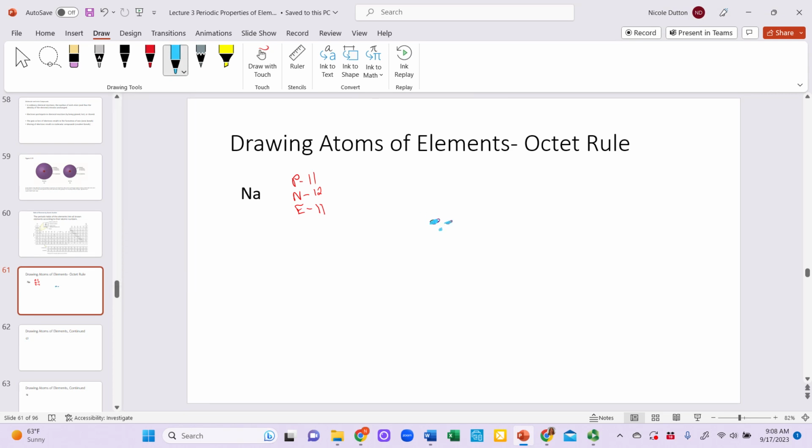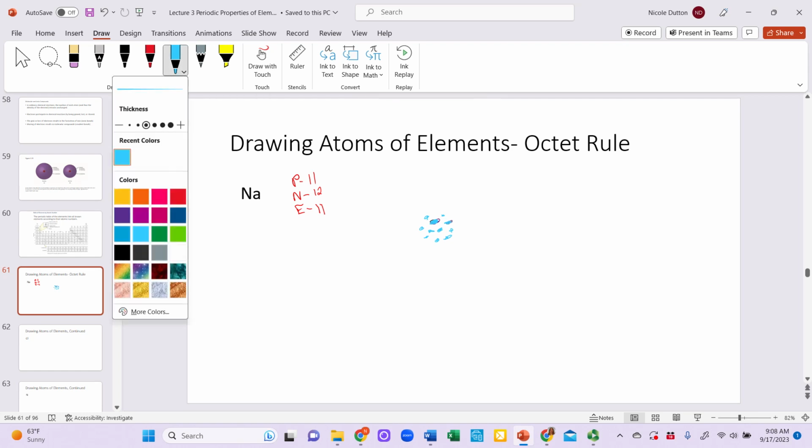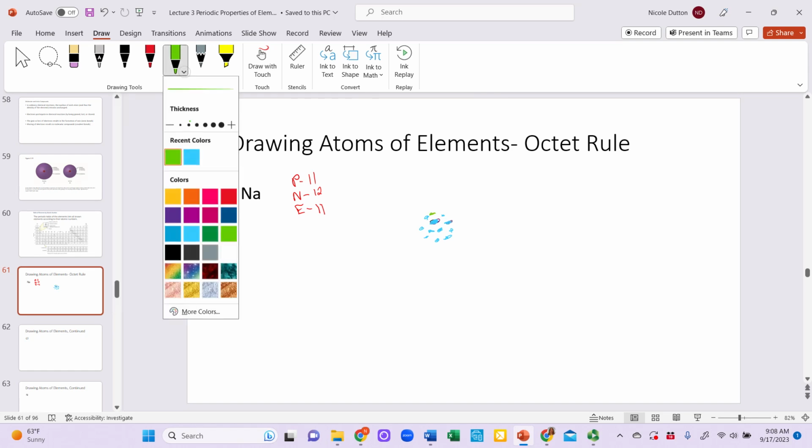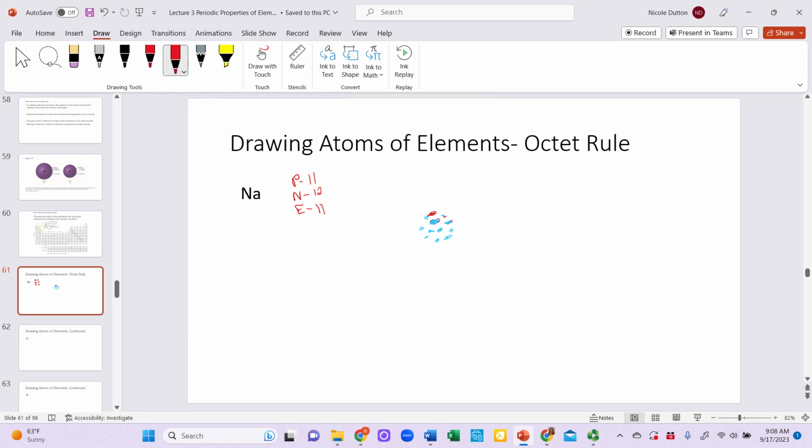1, 2, 3, 4, 5, 6, 7, 8, 9, 10, 11 protons. Now we're going to do 12 neutrons. That's not that good of a contrast. Let's do this one. 1, 2, 3, 4, 5, 6, 7, 8, 9, 10, 11, 12 neutrons.